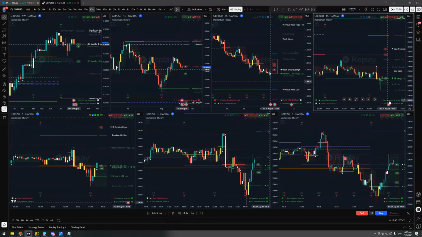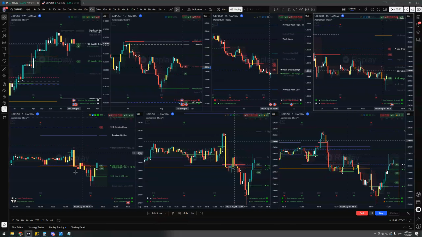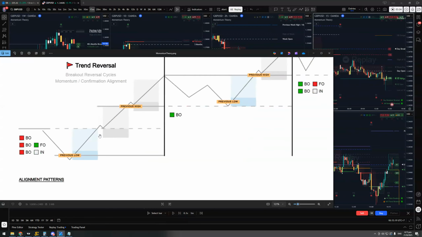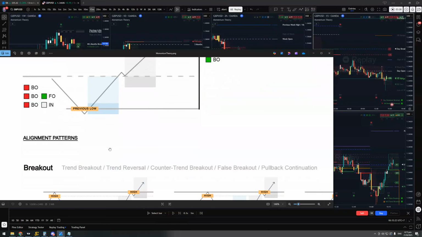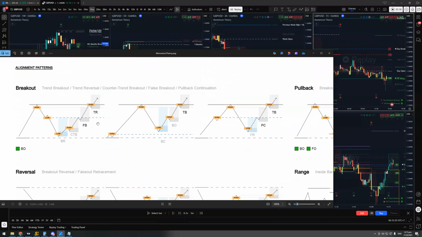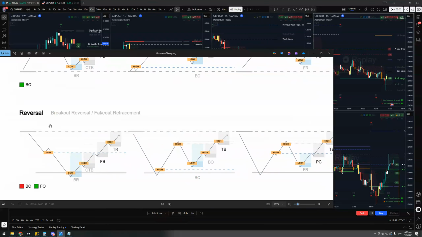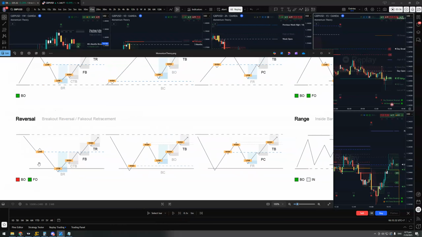I need that time frame to be in a breakout reversal. So price comes down, triggers that momentum time frame, and once it triggers that momentum time frame, I'm looking for one of my alignment patterns. And when I trade trend reversals, I'm looking for a reversal alignment pattern. So here are the reversal pattern, continuation, and pullback. 99% of the time, the one that I want to trade is this reversal one.